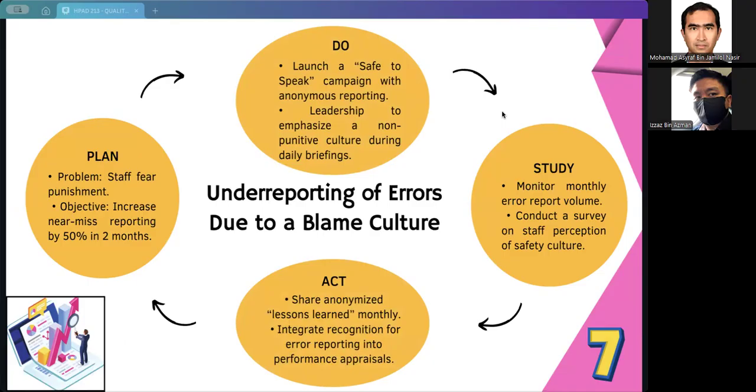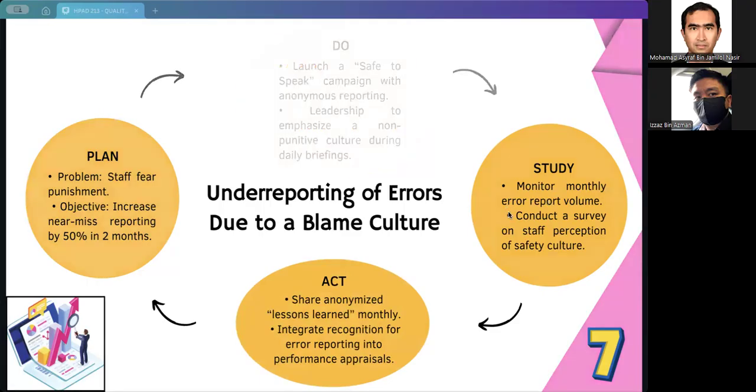In our study phase, we will monitor the volume of error reports on a monthly basis. And additionally, we will conduct a survey to assess staff perception of our safety culture. And finally, in the act phase, we will share anonymized lessons learned on a monthly basis and integrate recognition for those who report errors into performance appraisal. So this will reinforce positive behavior and encourage a culture of safety. I'll pass on to my colleague to continue on the last root cause to be addressed.